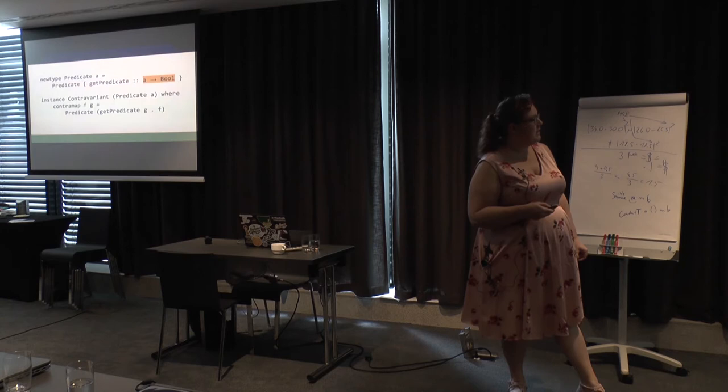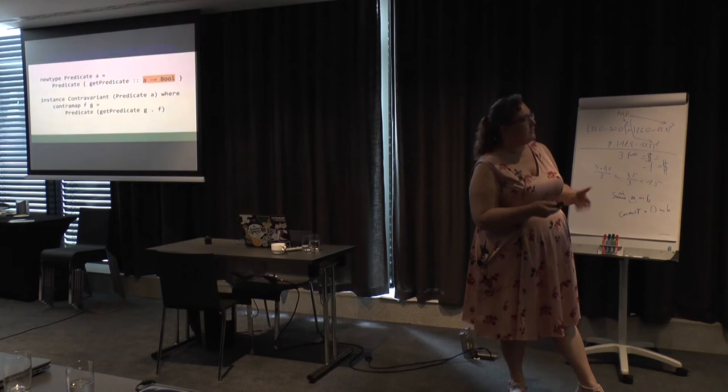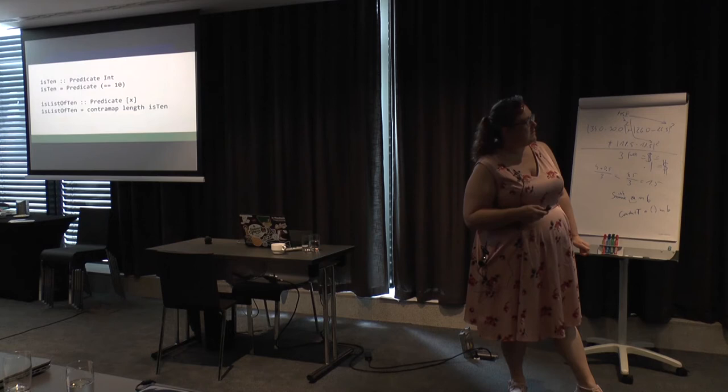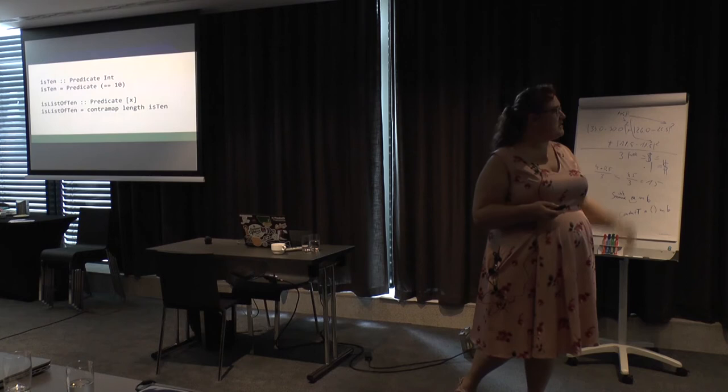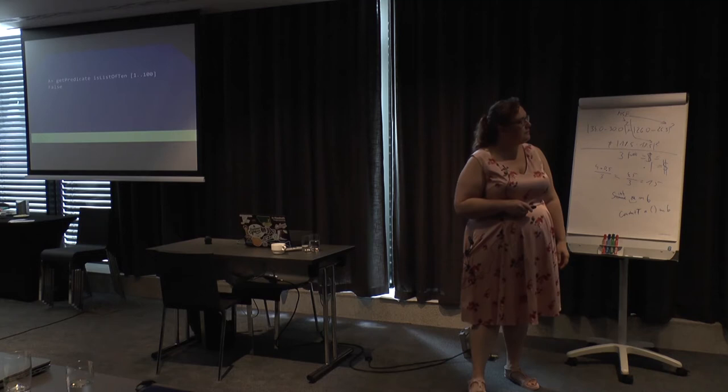So our contravariant instance now will be predicate, get predicate, G composed with F, and we'll rewrite it like this. So now the bool is gone. We had op bool int before. Now we just have predicate int, because the bool is already part of that. And is list of 10 is now just a predicate list of X. The contramap looks the same, and it works the same.